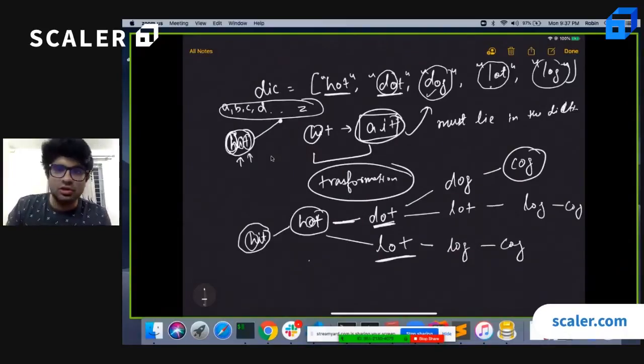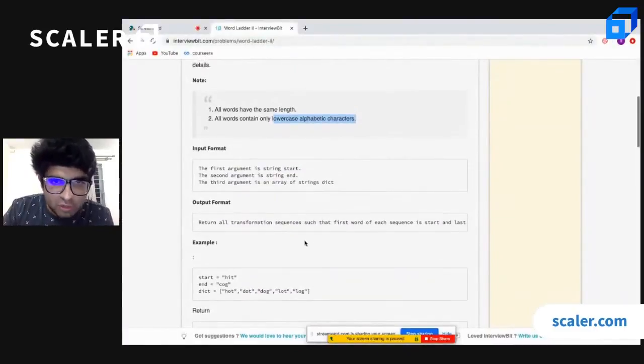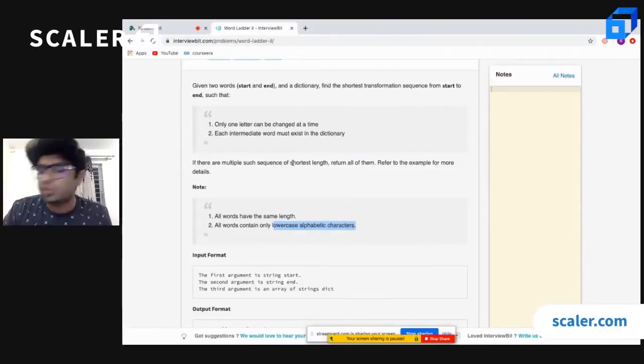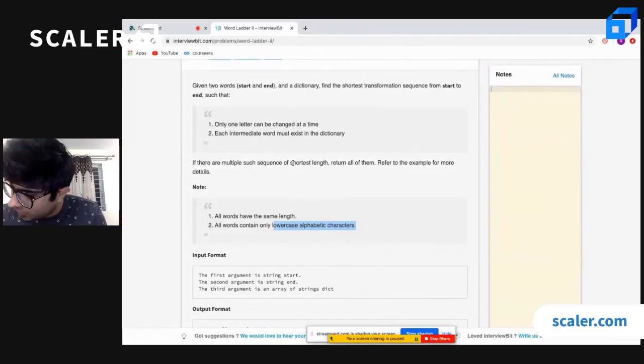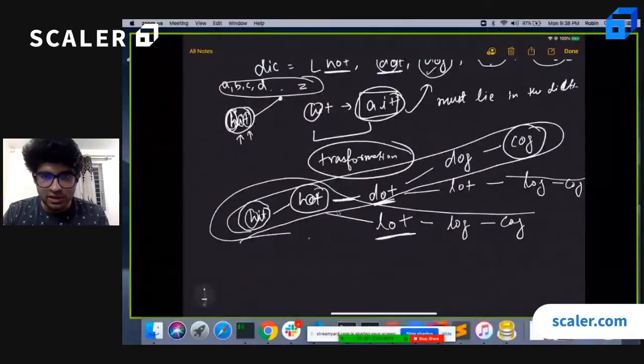But it has also been given to me that I just need to be concerned about the transformations which are of the shortest length. So what I figured out is that the answer will be this possible sequence as well as this possible sequence, because this other one is also a possible sequence, but it has a greater length and I need to return the sequences of shorter length. So these are the two possible sequences I reached: hit, hot, dot, dog, cog, and hit, hot, lot, log, cog.